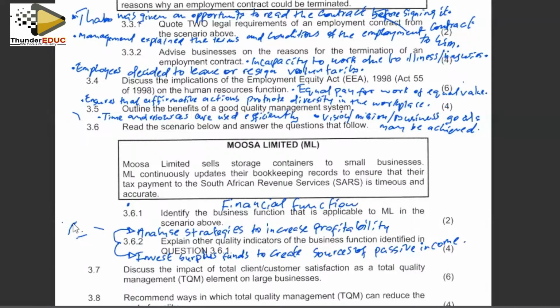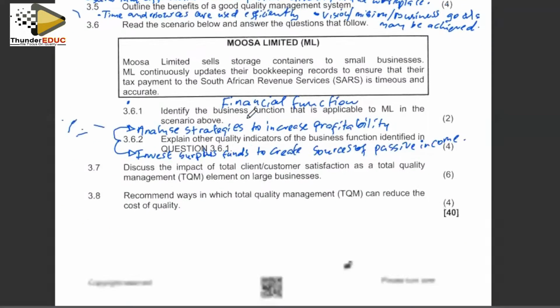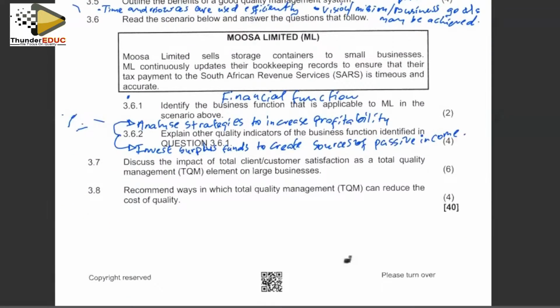So now let's move on to the next question. So now the next question we have is question 3.7. So now 3.7 reads as follows. Discuss the impact of total client or customer satisfaction as a total quality management element on large businesses. Okay, right. The fact that we have 6 marks, it means that you're expected to come up with 3 points.